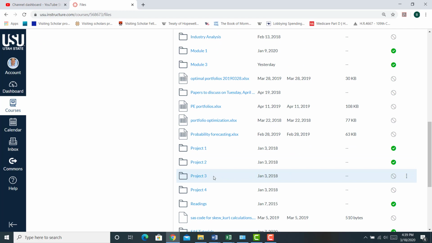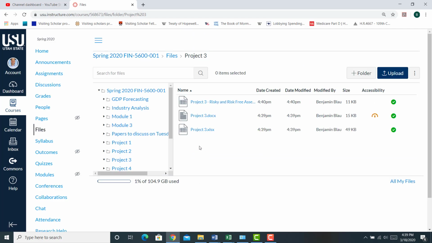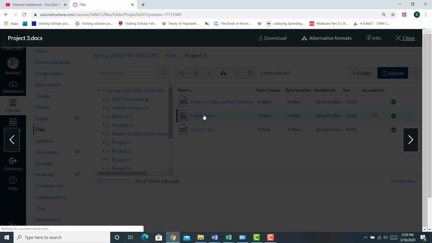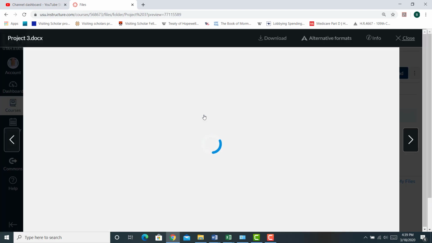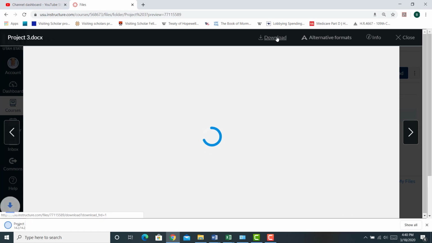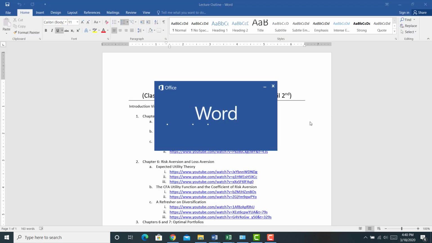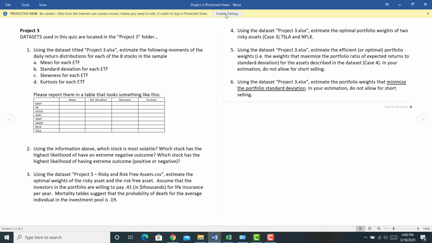So down here, Project 3, this will be published and available to you soon once I work out the kinks to all of this stuff. So if you click on Project 3, we'll talk about what's going to happen here. Perhaps if Canvas can open it. Let me download it. All right, here's Project 3.